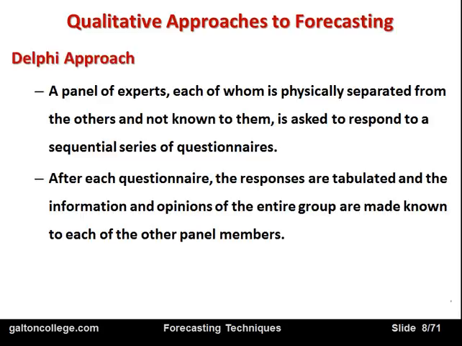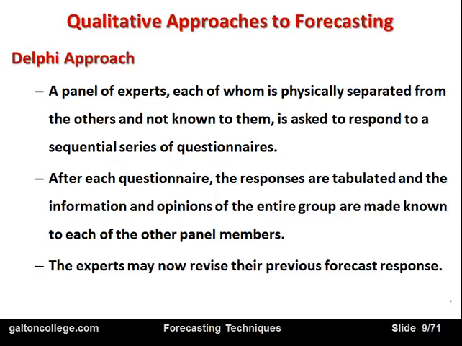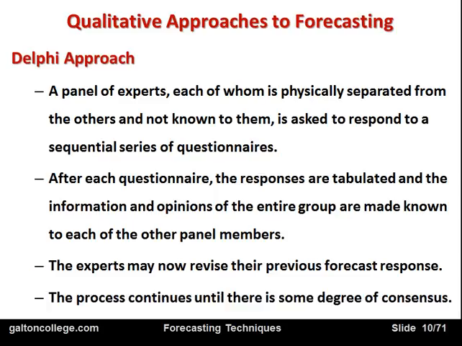After each questionnaire, the responses are tabulated, and the information and opinions of the entire group are made known to each of the other panel members. So after everything's been filled out, after each opinion has been given, the results are tabulated and the information and opinions of the entire group are made known to the other panel members. Now the experts may revise their previous forecast response. They may change what they said before. And the process continues until there is some degree of consensus.